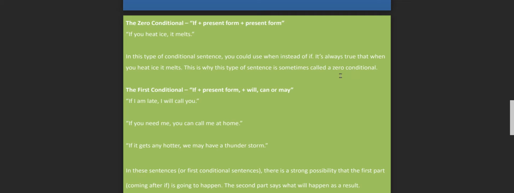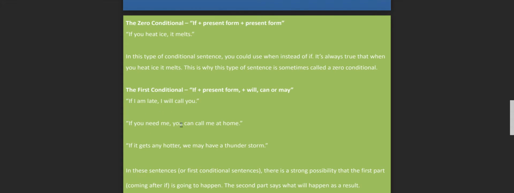Right? Now let's continue. The second type which is the first conditional: if plus present form plus will, can or may. Now let's take an example for this type of conditional sentence. If I am late, I will call you. I am، طبعا هاي اللي صارت في البداية. I am، هنا عندنا present form. I will call you. Right?